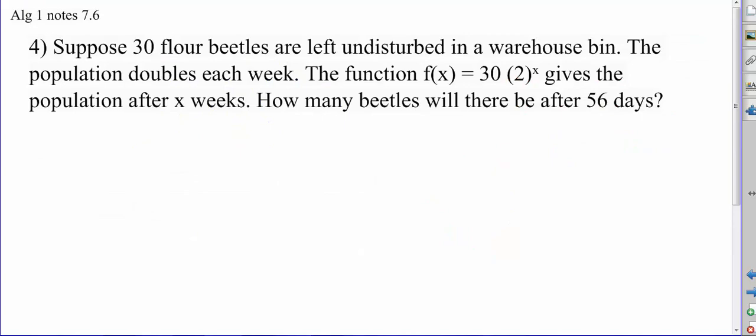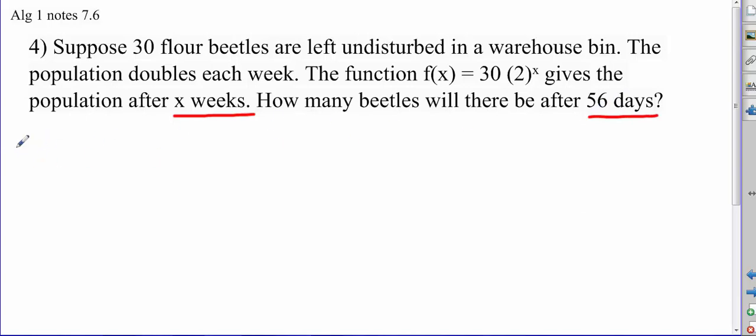All right, suppose 30 flower beetles are left undisturbed in a warehouse bin. The population doubles each week. The function f of x equals 30 times 2 to the x gives the population after x weeks. Now this x weeks is important. How many beetles will there be after 56 days?